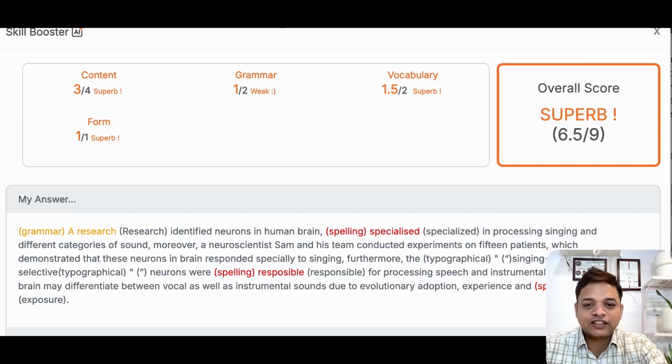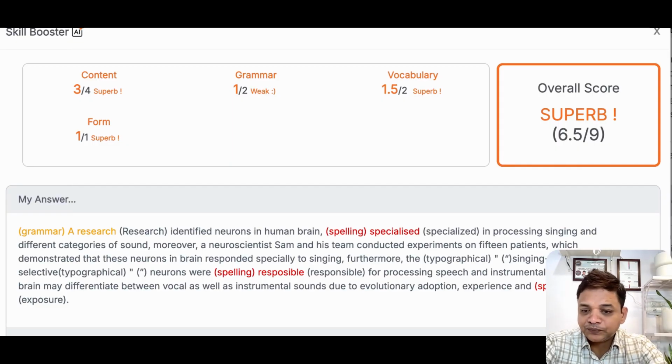Now, we shall analyze the answer. All these red highlighted things we can look at. "A research": no problem, identified. I think "a research" is okay. I think there is some space problem in my answer, that's why it is showing in orange. "Identify neurons in human brain." "Specialized": the spelling is correct, Z is correct, S is correct. But in the portal, UK spelling is always expected, so it shows as wrong. In the examination, any spelling is fine. Processing, singing, and so on.